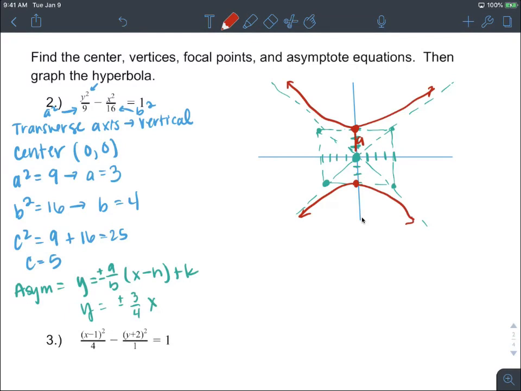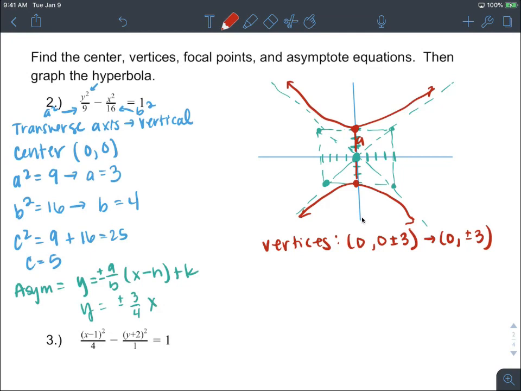Okay. The last thing we need to do is actually get the values of these vertices. So the vertices, I'm starting at 0, 0, and I added and I subtracted 3 units. So my vertices are at 0 plus or minus 3.